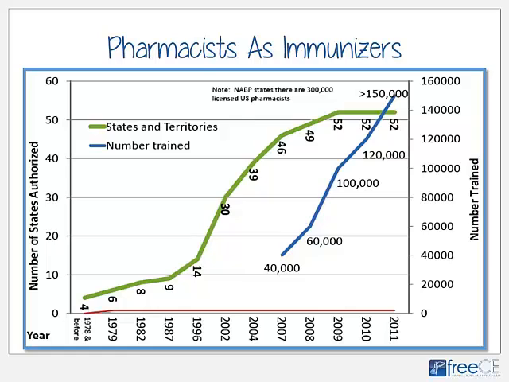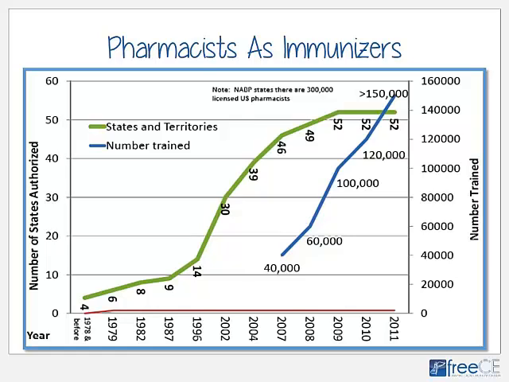In terms of pharmacists as immunizers, this is a really nice graphic that was provided by APHA, and I haven't seen an updated one. This was from 2011, so it's a bit behind, but I think it's pretty telling in terms of the number of states that allow pharmacist-provided immunizations, the number of pharmacists trained, and really the changes that we've seen over the years.